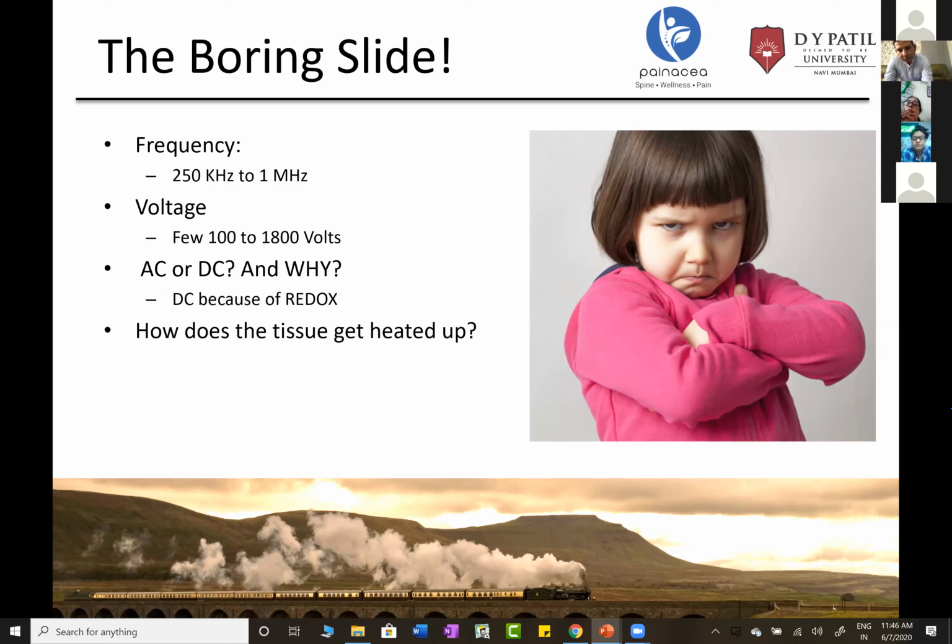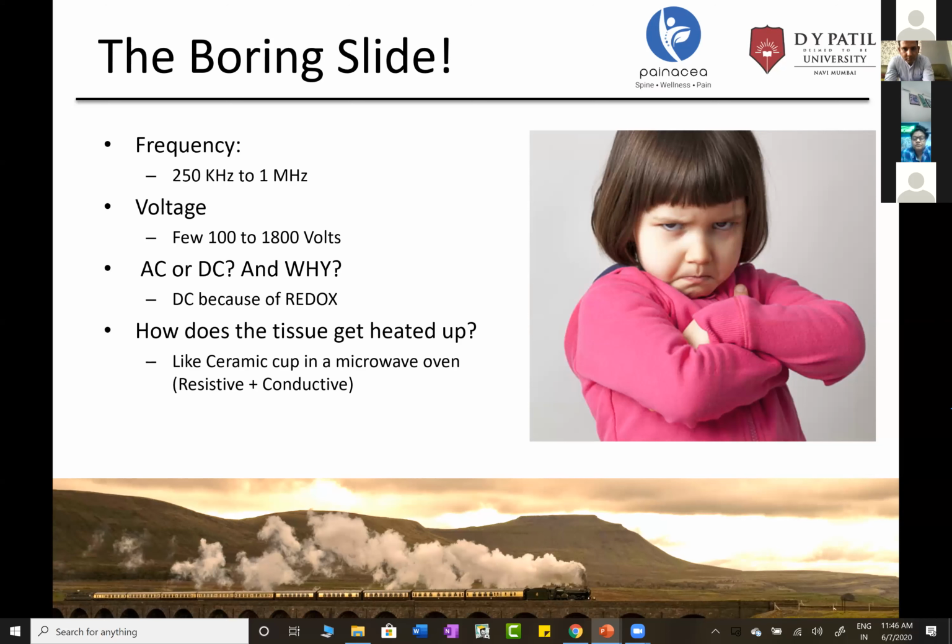Now, how does the tissue get heated up? I think we all know the answer. I would still like to ask you, how does it get heated up? Can we have any answers? Okay, few people are typing. So meanwhile, I will answer: the heating is a frictional method. Yes, like how a ceramic cup gets heated up in a microwave oven.